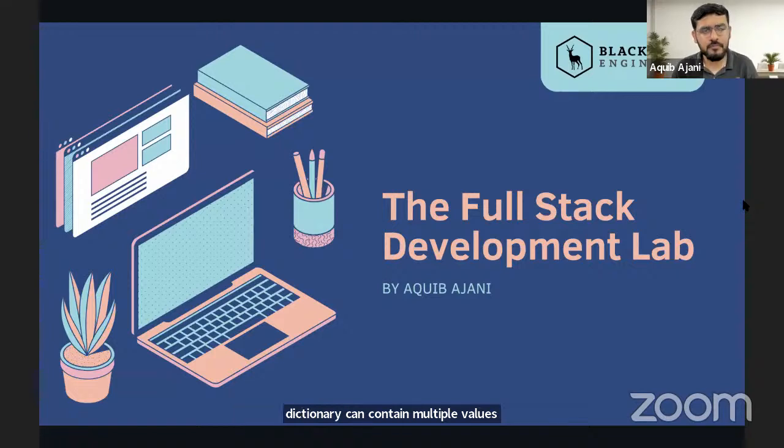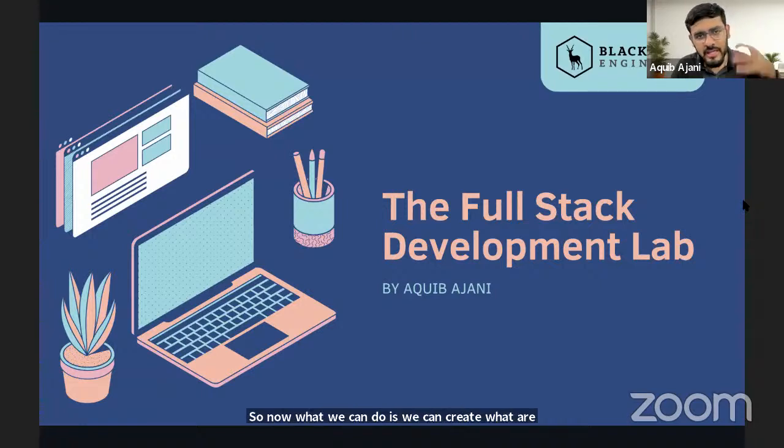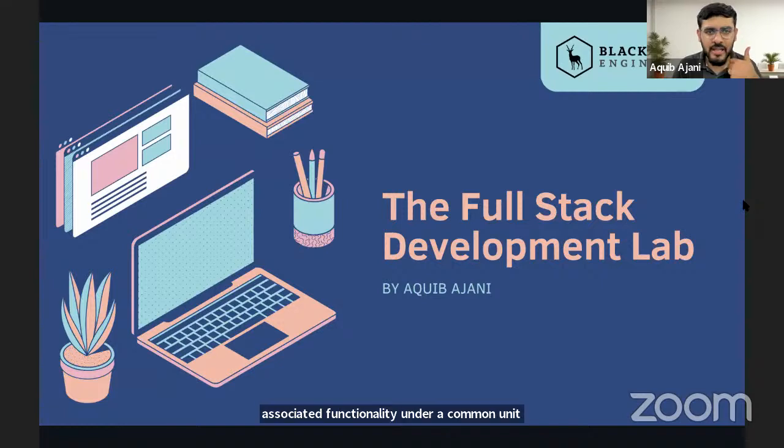That's a structure. And then finally, after that, we reach a point where we have object-oriented programming. That was the next major upgrade to this. And object-oriented programming takes the concept of structured programming and adds functions to it. So now what we can do is we can create what are called classes, which can contain data as well as its associated functionality under a common unit. We can combine data along with its associated functionality into a single unit, a common unit. That is called a class. Okay. So that's the idea with object-oriented programming.